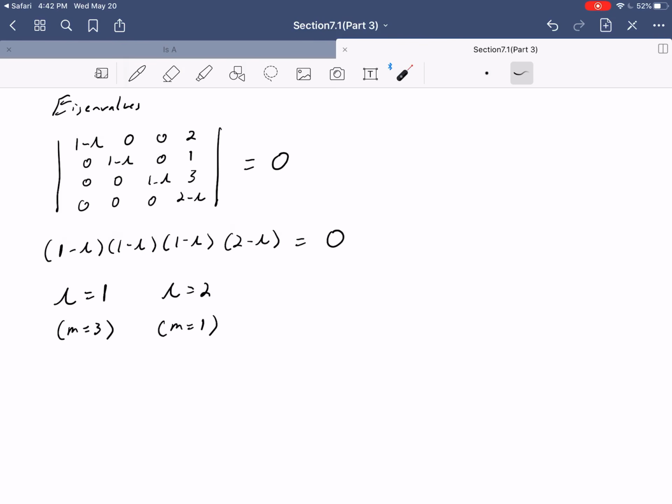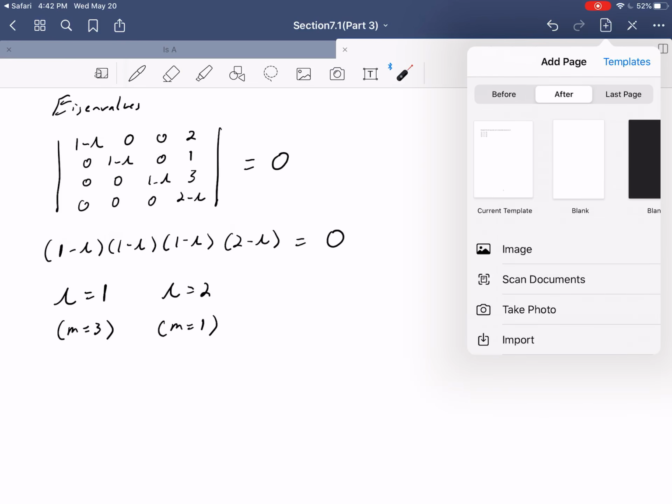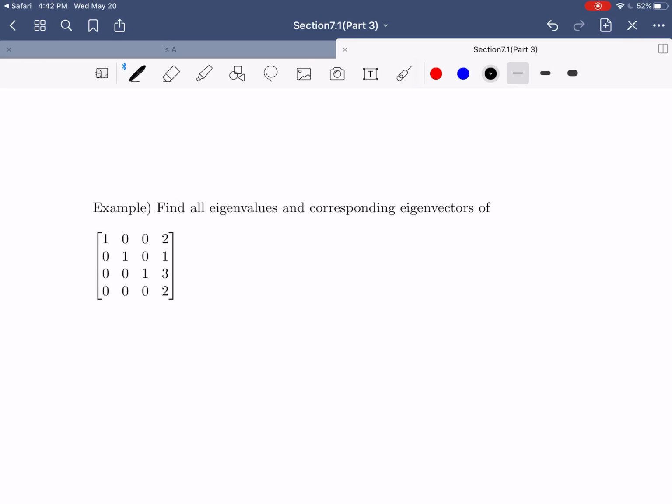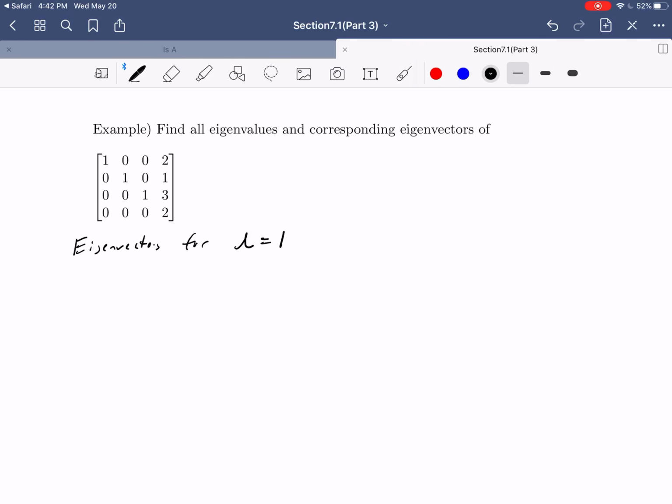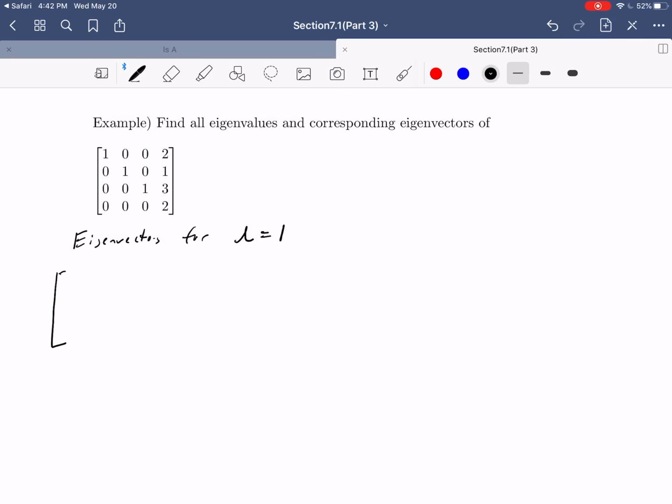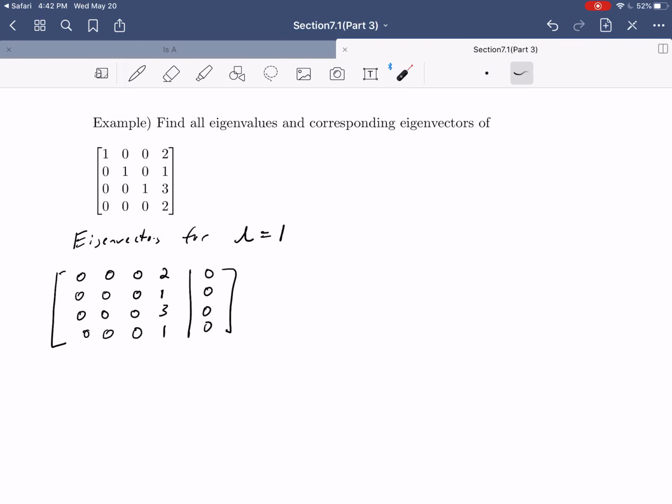Let's go ahead and find the corresponding eigenvectors. So let's start with the interesting one, the eigenvectors for lambda equals 1. Let's subtract 1 off the diagonal: 0, 0, 0, 2, 0, 0, 0, 1, 0, 0, 0, 3, and 0, 0, 0, 1, and then augment with 0, 0, 0, 0. It should be pretty clear that we can just use this top row to remove everything below.